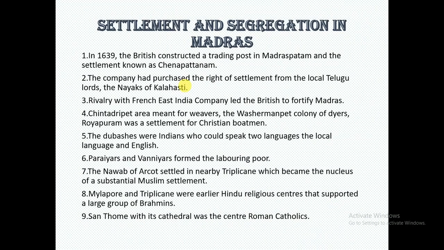Next is Chintadripet. The Chintadripet area was for the weavers, the Washermanpet colony is famous for the dyers, and Royapuram was a settlement for Christian boatmen. Right. Next is Dubashes.